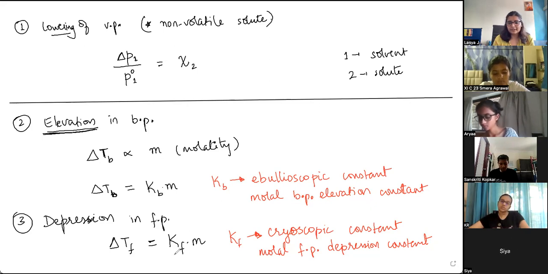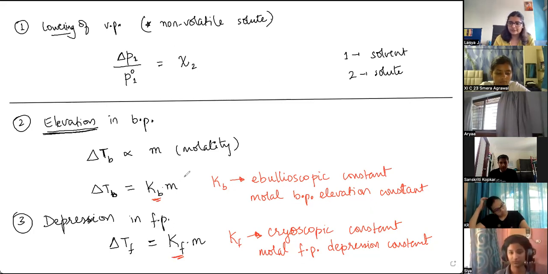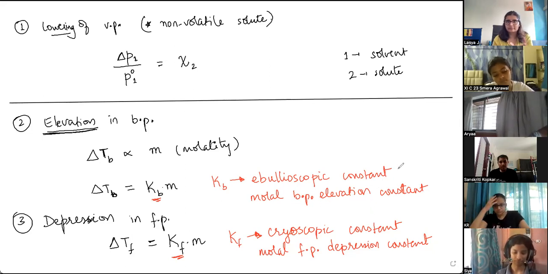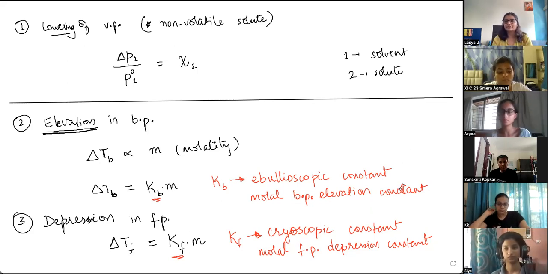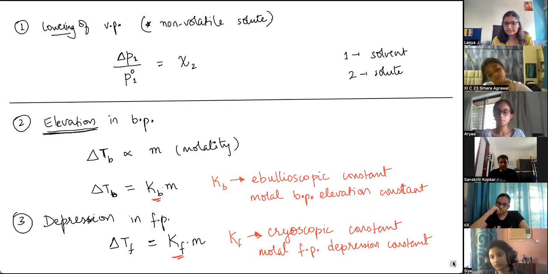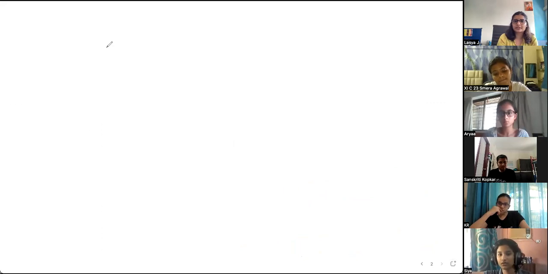KF and KB, again, are constants that only depend on the nature of the solvent. To be more specific, they depend on the enthalpy change of the solvent, so the heat of fusion and heat of vaporization. The derivation is not there, but the relation is there. So I'll just give you the formula.